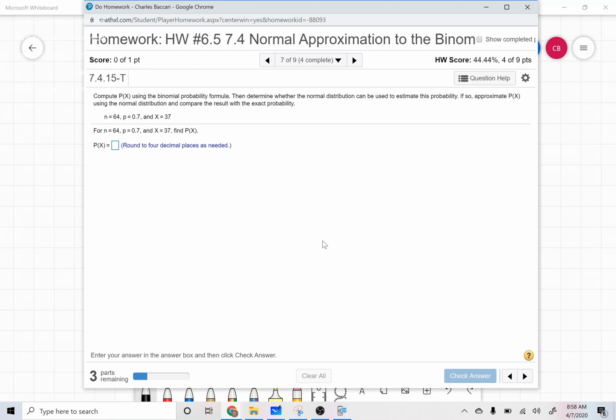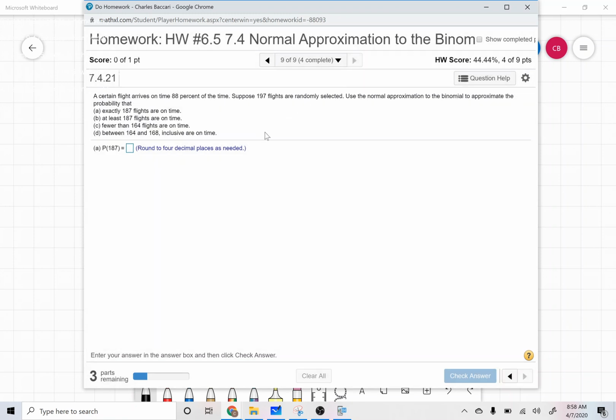Okay, so that's how you do these two. And then, yeah, I think you're going to have to do those three actually. This one is going to be kind of the best practice probably for the approximating. Obviously, for exactly 187, you're going to use the boundaries 186.5 and 187.5. At least 187 means you want P of x greater than or equal to 187, so you're going to use 186.5 to infinity, or a big number.